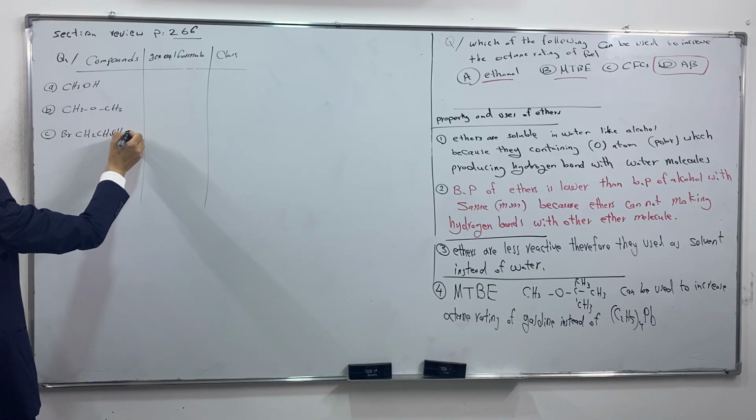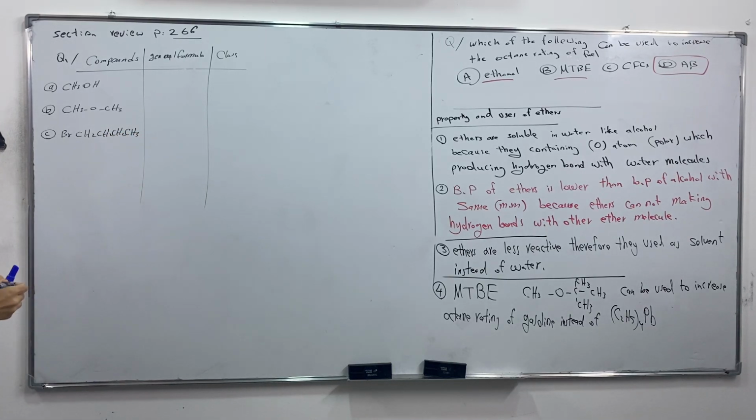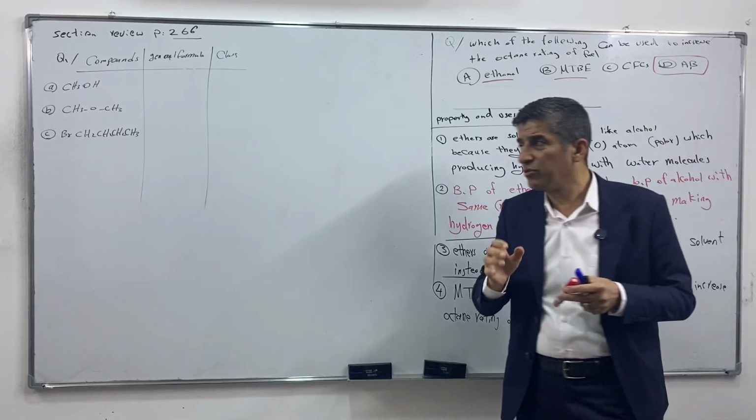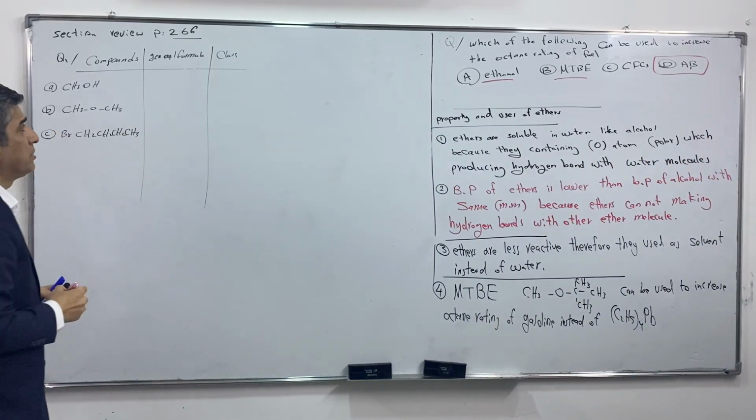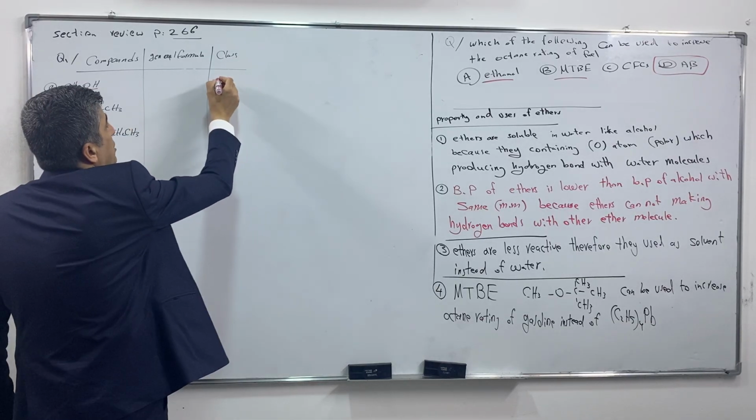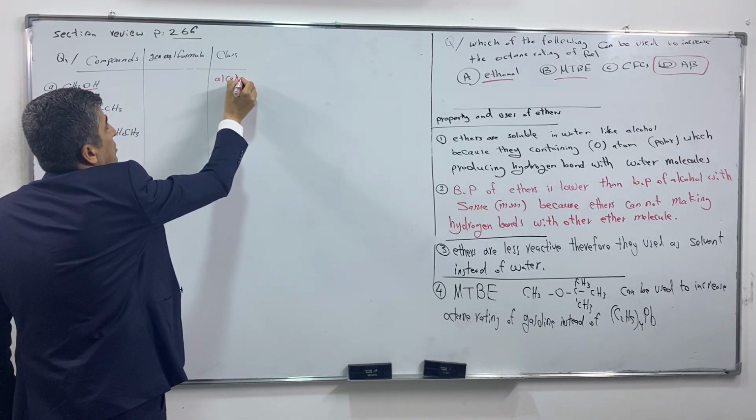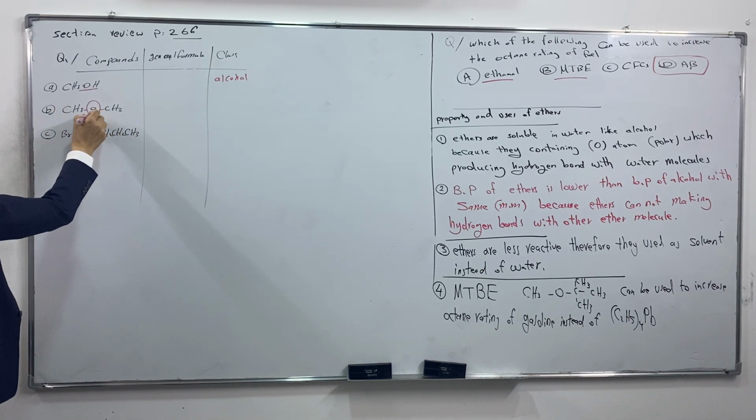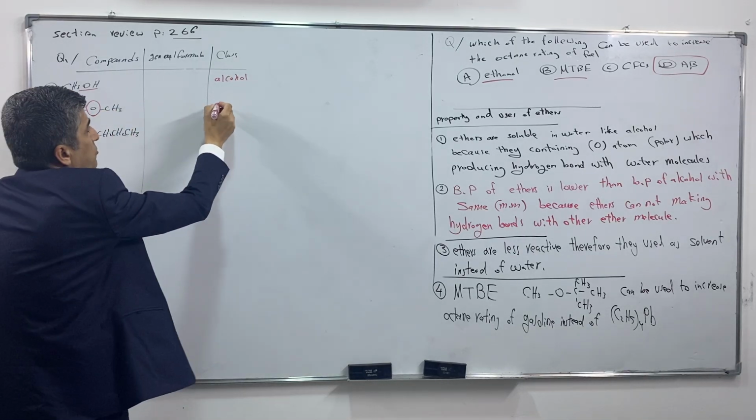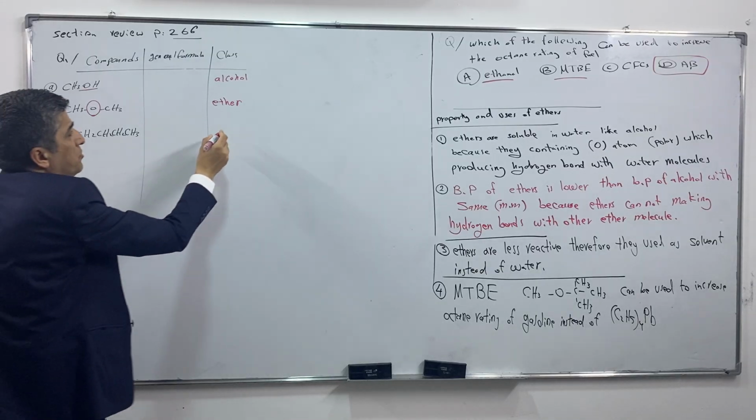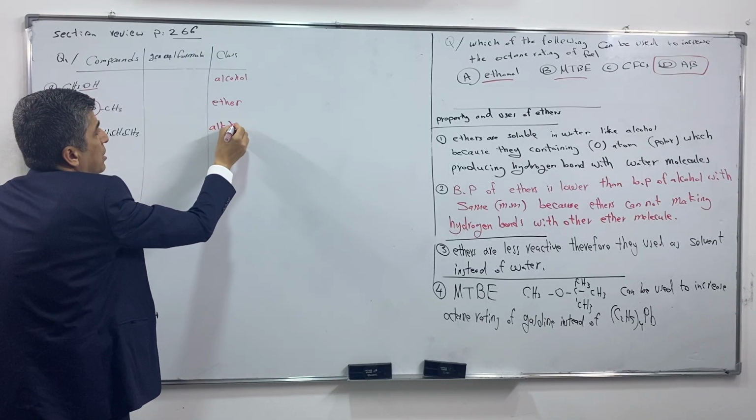How can we know the class of the compound and its general formula? From the functional group, you can identify the class and general formula of the compound. In this compound you have OH, so its class is alcohol, because it contains an OH group. And in this compound we have oxygen between two alkyl groups, so we have ether. And in this compound we have a halogen, so we have alkyl halide.